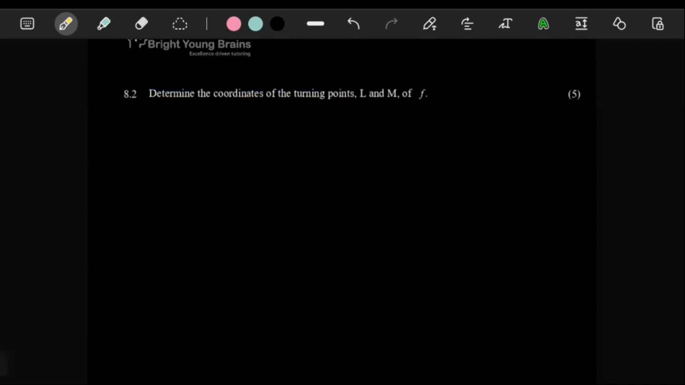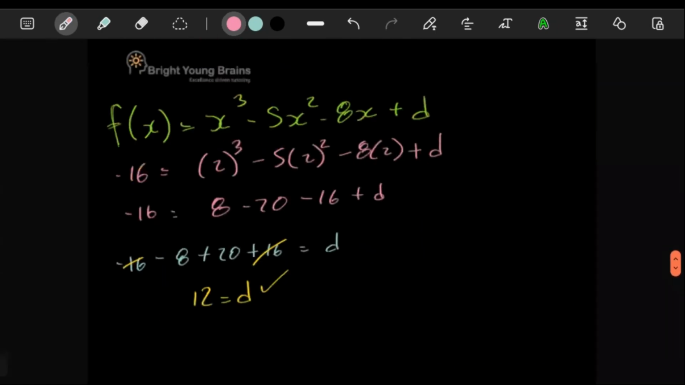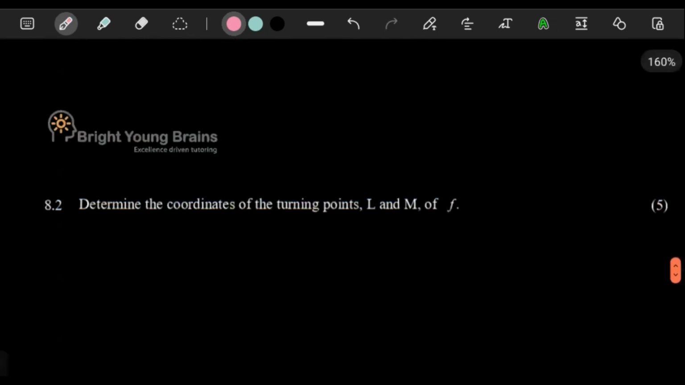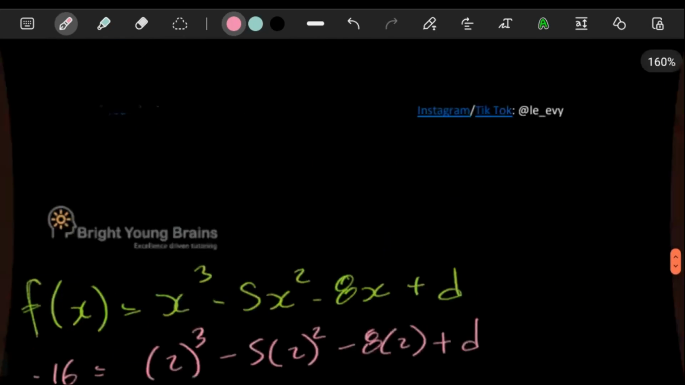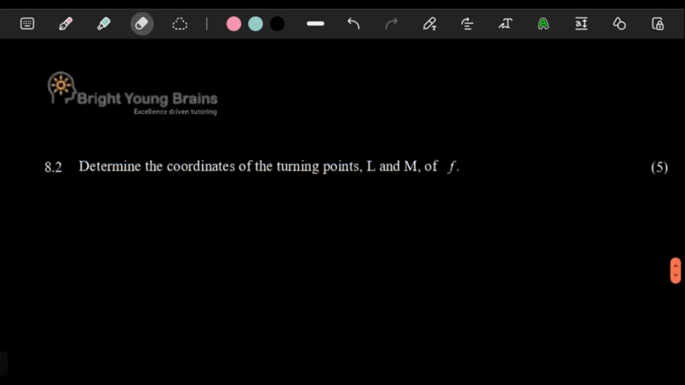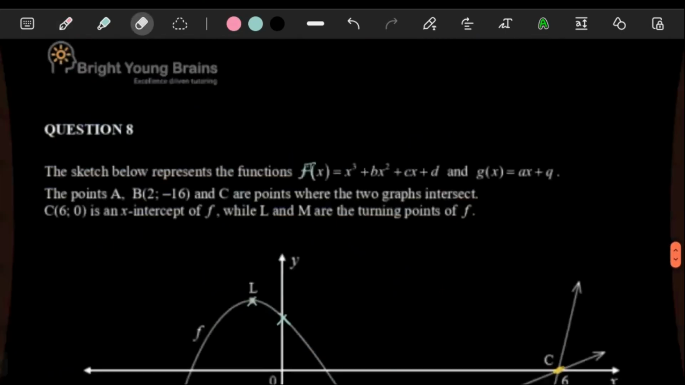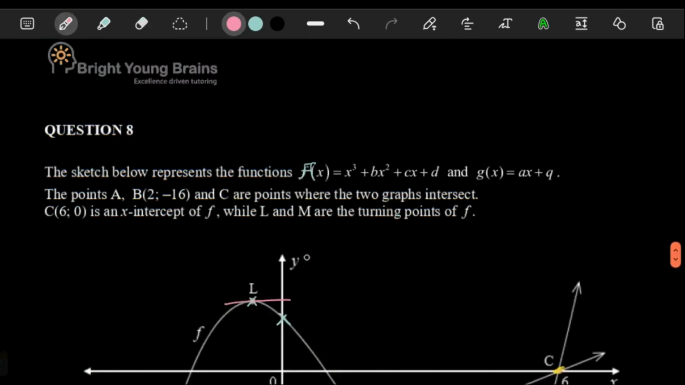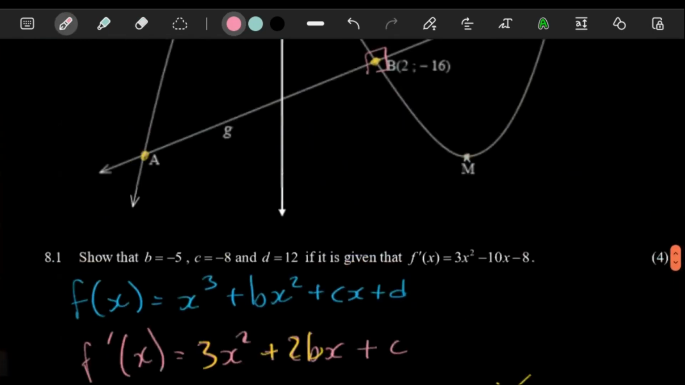So it says you determine the coordinates of the turning points, L and M, of F, right? So getting the turning points, let's make use of the equation that we now have. Fortunately, we can just make use of the first derivative, because that's what we need to get the turning point. Remember, at a turning point, the gradient is 0. The gradient here also is 0, you see.